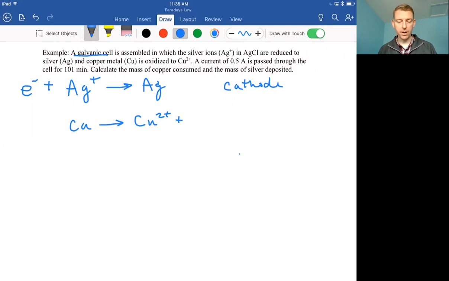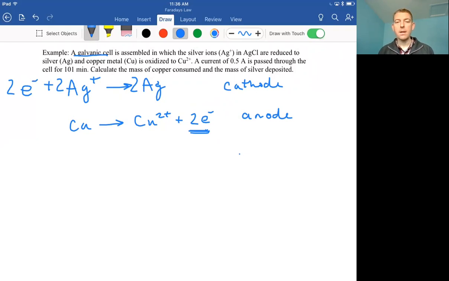Again, that makes sense. Okay, if copper is getting oxidized, it's giving up some electrons. They're being picked up by the silver. Of course, to balance this properly, we're going to have to make sure that the moles of electrons are equal in both half reactions. So we can go ahead and multiply the top line by 2. So we have 2 electrons, and now we also have 2 moles of silver for every mole of copper that's being oxidized.